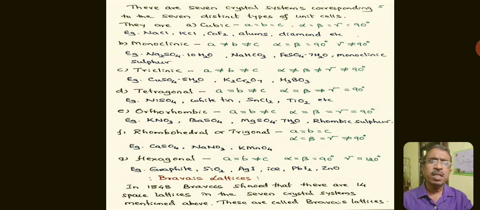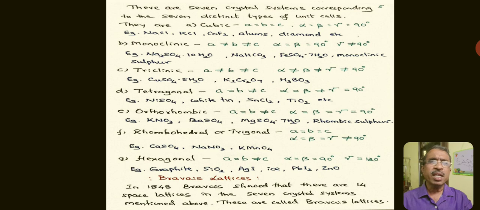The third one is triclinic. Here a is not equal to b, which is not equal to c, and all the angles are also not equal to 90 degrees. Examples: cupric sulfate pentahydrate, potassium dichromate and boric acid.